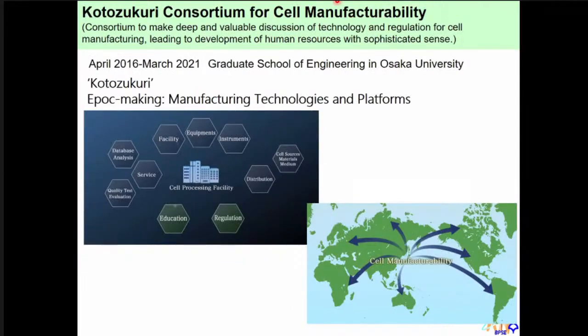So until now, we developed several group consortia, and we developed the automation system. This automation system can understand the characteristics of the cells during the manufacturing. From here, I would like to mention further important points based on cell manufacturability.